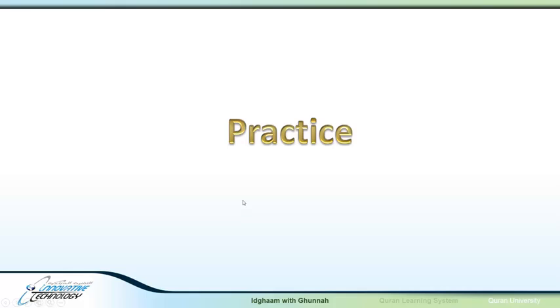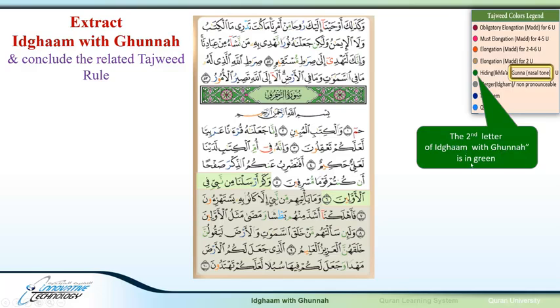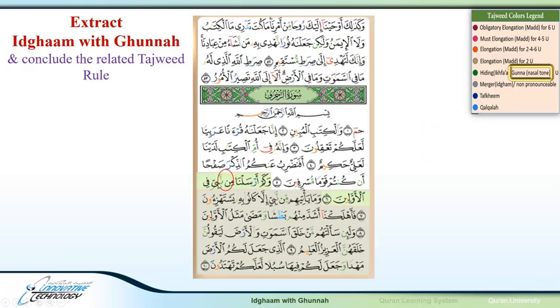And now it's time for practice, where we apply what we have just learned into selected verses of the Quran, where we're going to extract the idgham with ghunna and conclude the related tajweed rule from the verses shown here. Please notice that the ghunna is reflected with the color green, so the second letter of idgham with ghunna is always in green. So once we search here, for example, min nabiyyin, we realize that the nun sakinah is in black, but the merged second letter, the nun, is in green.